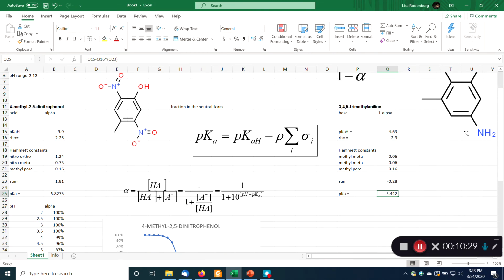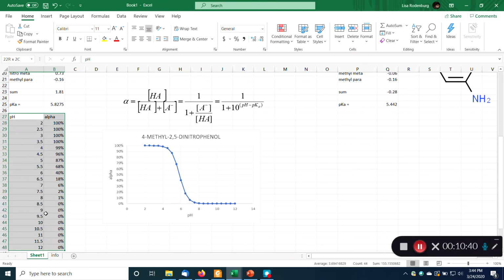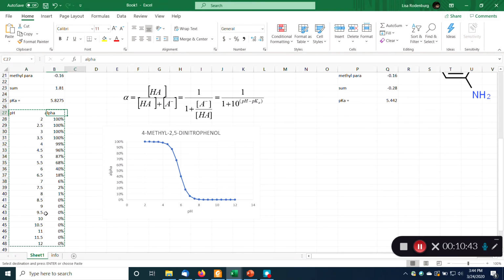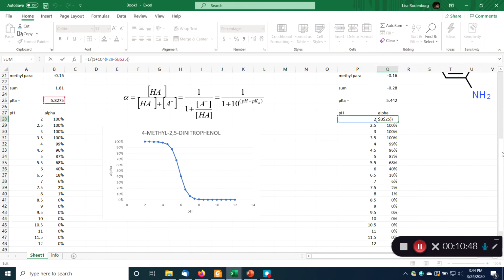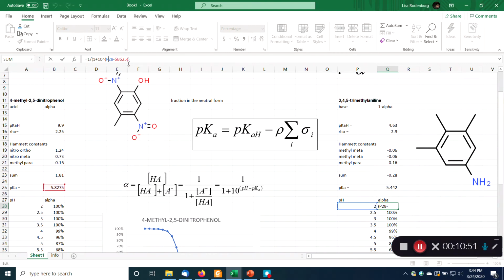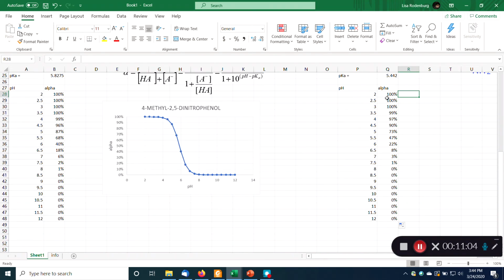Now, but remember that this is a base, right? So what I need to calculate now to plot the fraction that's in the neutral form is to calculate 1 minus alpha. So we're going to kind of do the same thing we did over here. Just going to copy this, put it over here. We already have our formula, except now instead of B25 over here, we're going to be using this pKa. Double click, copy that down. So I went through that really fast because I'm just copying, but again, this is alpha.